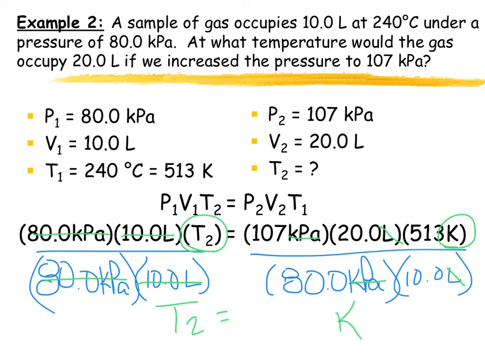Now it's time to pump this into the calculator. Again, just be really careful of your order of operations. The way that I would do this is 107 times 20, enter, times 513, enter, divided by 80, enter, divided by 10, enter. And you should get 1,372 Kelvin.